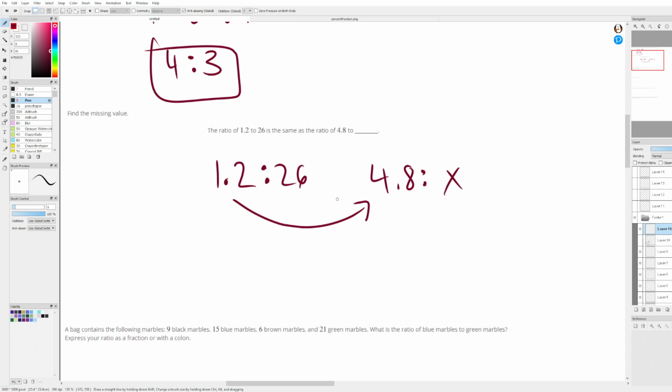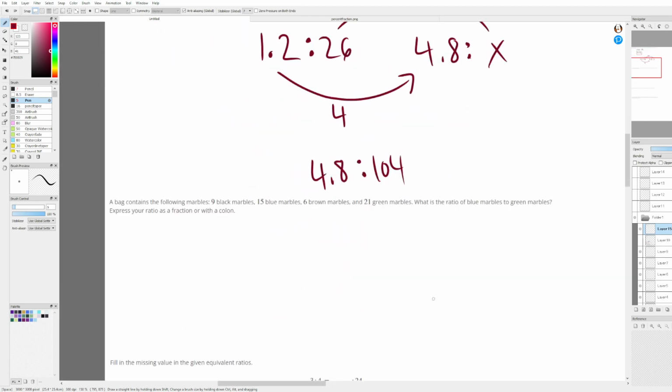1.2 goes into 4.8 4 times. So we can assume that 26 goes into the other number 4 times. So 26 times 4 is 104. So it's going to be 4.8 to 104. That's going to be our answer.